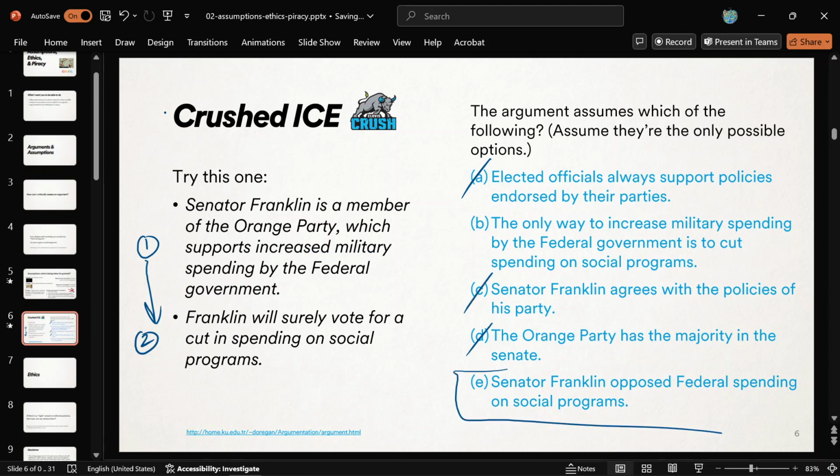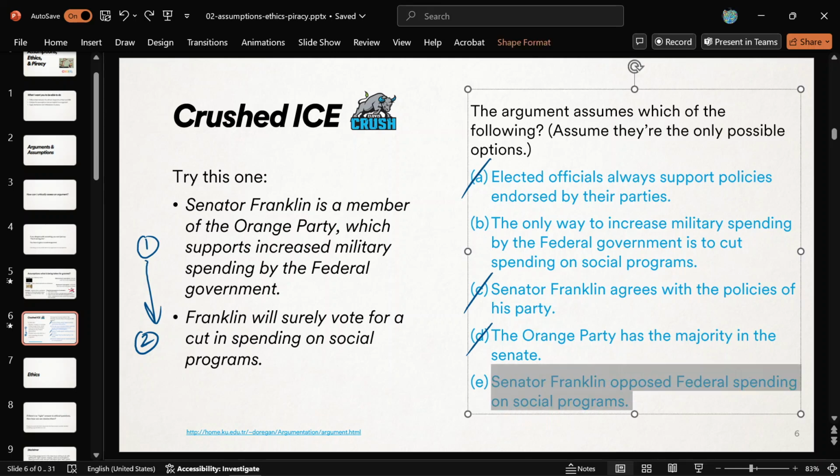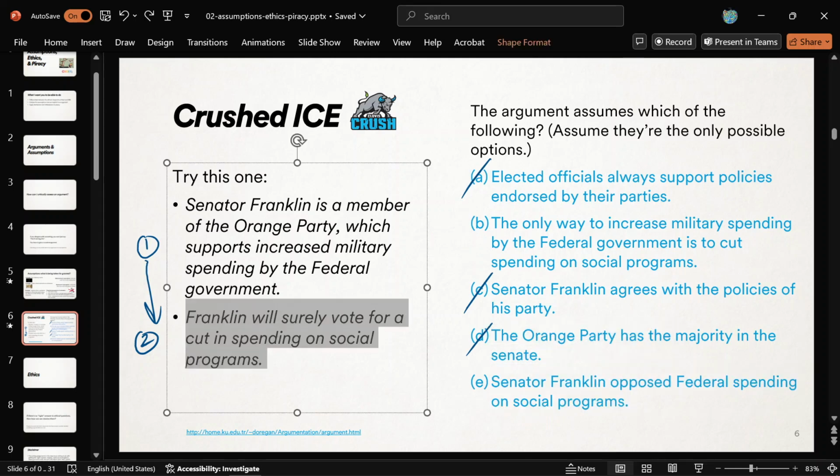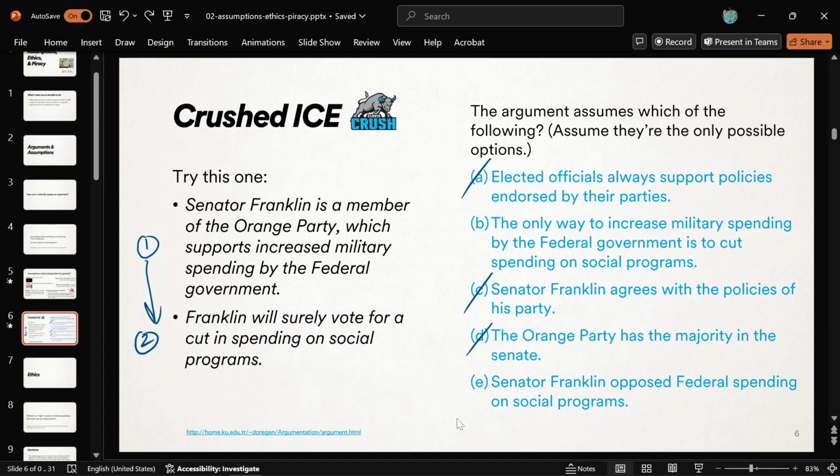And then finally, E. E's looking real good, actually. It's kind of like a battle between B and E. Can anybody, somebody I haven't heard from, formulate why B is the better choice rather than E? Because E kind of makes this one make sense, doesn't it? Why is B still better? Yeah. Because E would be a reaction to being against social programs, whereas B is: since he agrees with the increased military spending, he would decide to cut spending on social programs. Good. It's if this, then that.